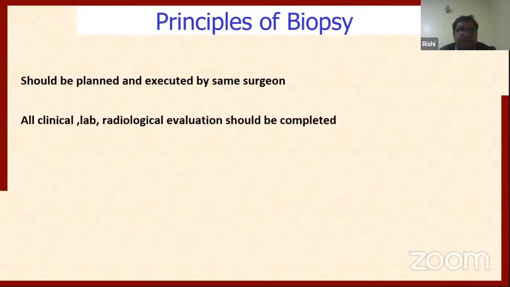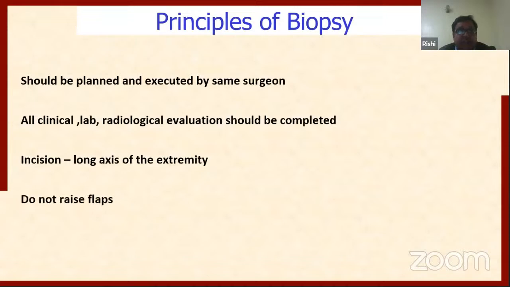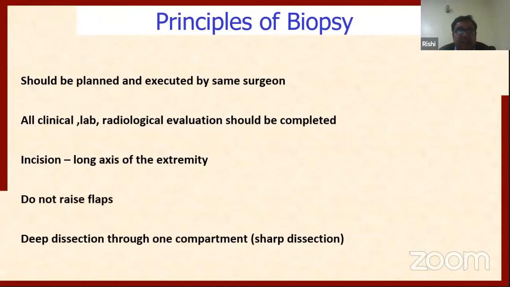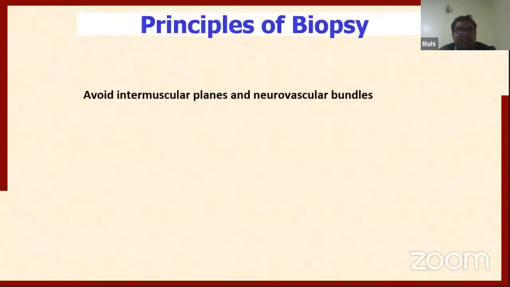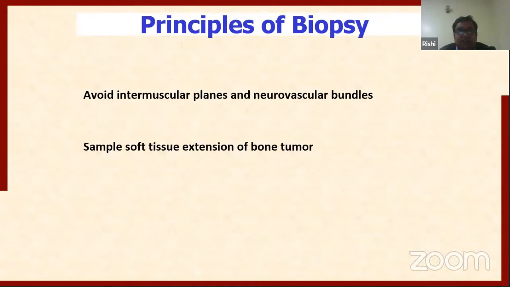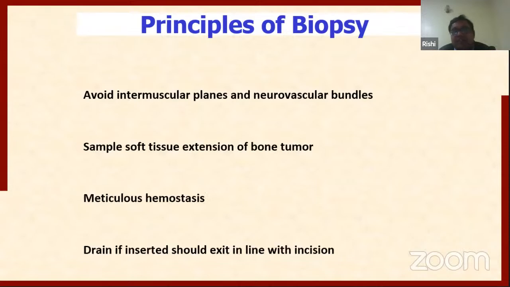Coming to principles of biopsy, it should be planned and executed by the same surgeon who will be performing surgery subsequently. All radiological investigations should be completed before biopsy. Incision always along the long axis of the extremity. Flaps should not be raised, and you have to have your dissection through only one compartment. So never use a transverse incision. Avoid intramuscular planes and neurovascular bundles. If there is a soft tissue component, a sample can be taken from the soft tissue as well. You achieve meticulous hemostasis, and a drain, if you want to insert, should exit in line with the incision.